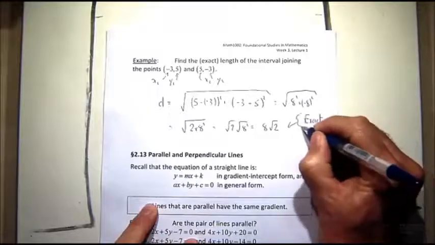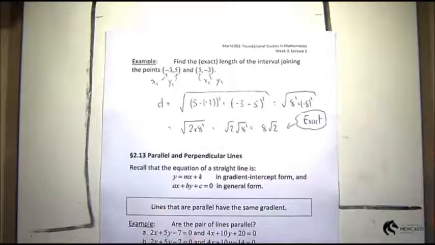If you were to get out a ruler and measure that, you would get an approximation to that, but you wouldn't get that exact value. Okay, so to use the distance formula, it's just a matter of straight substituting into the formula and evaluating your result. Nothing more to it than that.